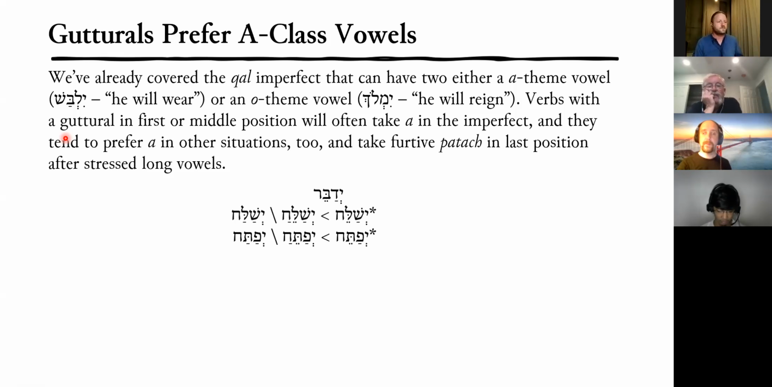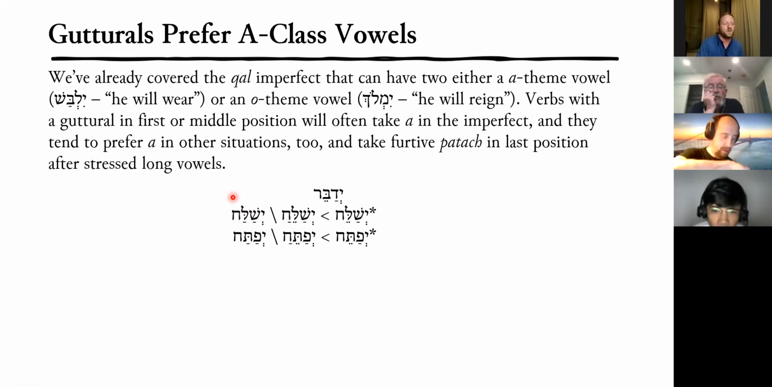So with that, forms that normally have a shva, like yedaber, when there's a guttural involved, like a chet or an ayin or whatever, it will either add an extra vowel, like yishaleach, or it will replace the shva altogether and just say yishalach. And both of these forms exist in the Bible. Yifateach, yifatach. Both of them are completely legitimate. In modern Hebrew, we've gotten rid of the extra vowel and just take this one. You just take the yishalach and yifatach.